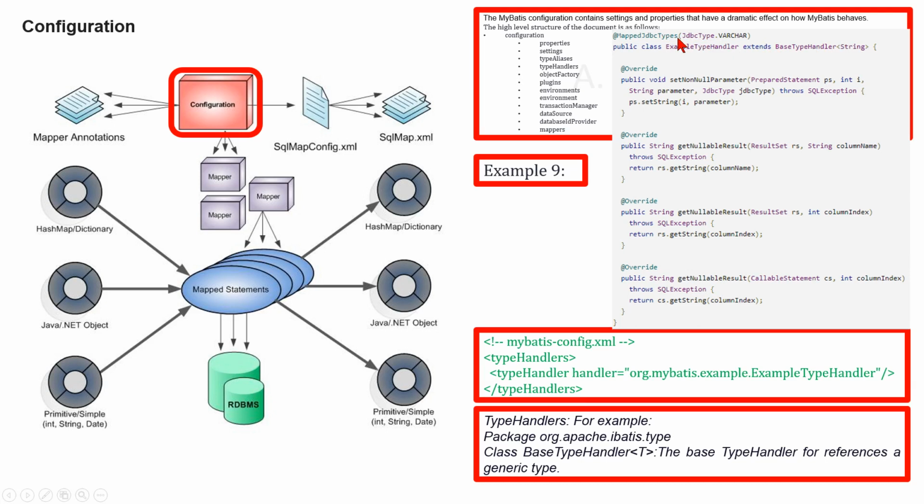Since MyBatis 3.4.0, however, if a single type handler is registered to handle a Java type, it will be used by default in result maps using this Java type. For example, even without includeNullJdbcType=true, in mybatis-config.xml.